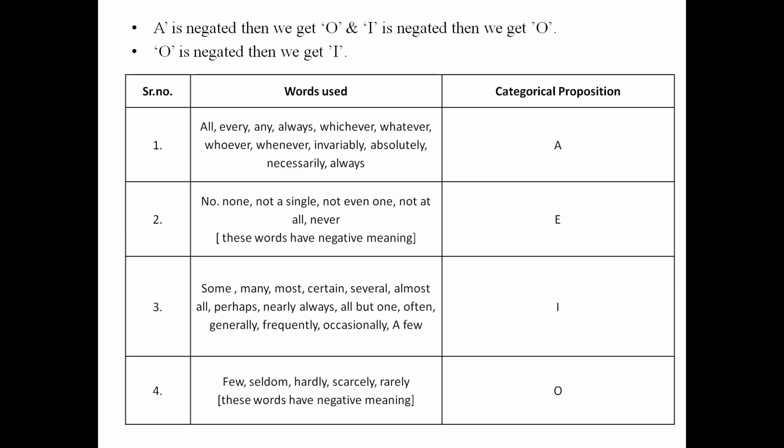Few, seldom, hardly, scarcely, rarely, if such words are used, then it is an O proposition. Then you should always remember that after you recognize that it is an A or E or I or O proposition, you must know its symbolic form. Let us see that.